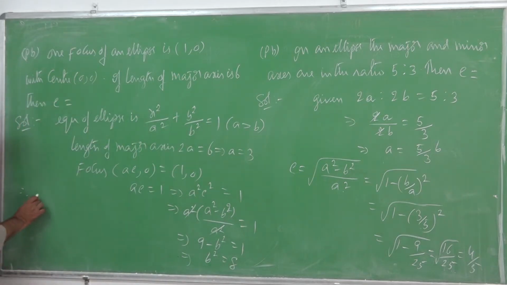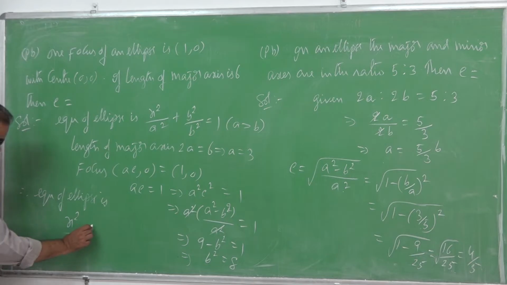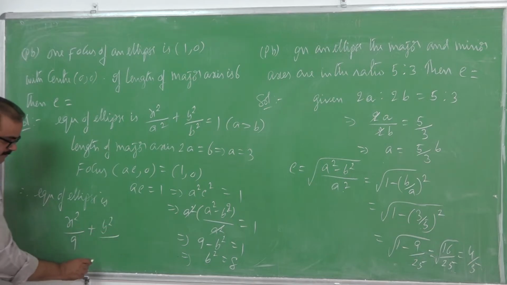Therefore, equation of ellipse is x square by a square, a is 3, a square 9, plus y square by b square 8 is equal to 1.